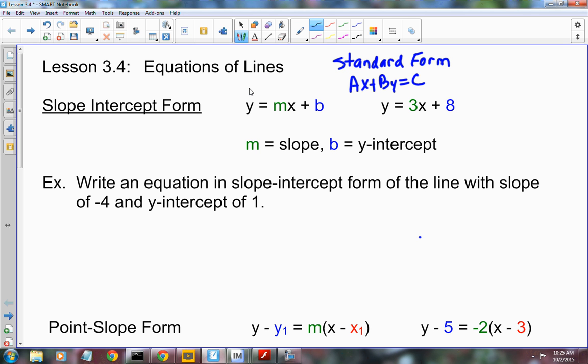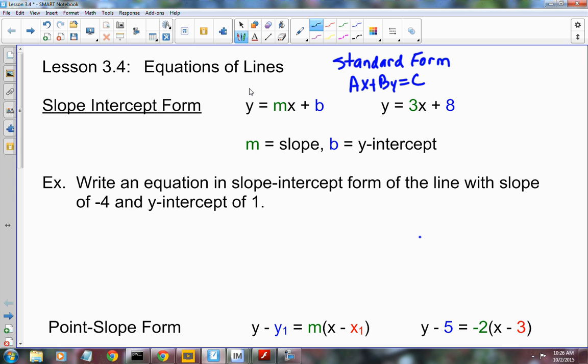And when it's in slope-intercept form, you can easily identify the slope and the y-intercept, which makes it easy to graph. So your slope-intercept form is y equals mx plus b, where m is your slope and b is your y-intercept. What is a y-intercept? Where it intercepts the y-axis, okay? So, if I looked at this equation, y equals 3x plus 8, my slope is 3, and my y-intercept is 8. So if you were to graph that, you could go to 8 on the y-axis, and then from there, rise 3 and run 1, okay? So it makes it easy to graph.